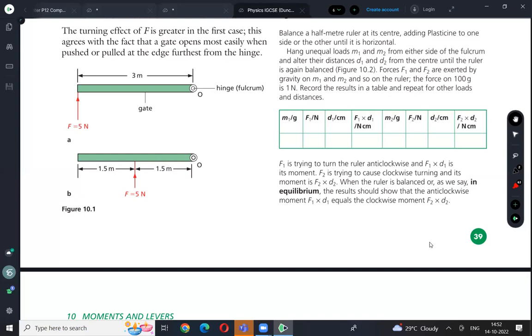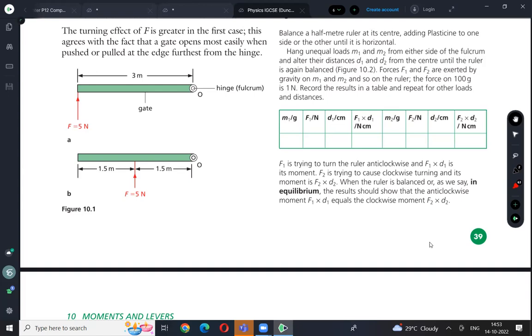Suppose the question is what will be its moment, what will be its turning effect. You know how to measure it: multiply the force applied, which is 5 Newton, with the 3 meter distance. So you just multiply 5 into 3. The distance must be perpendicular, at 90 degrees to the force. If it is at any other angle, you can't consider it. You have to take only the force and its perpendicular distance to the hinge.